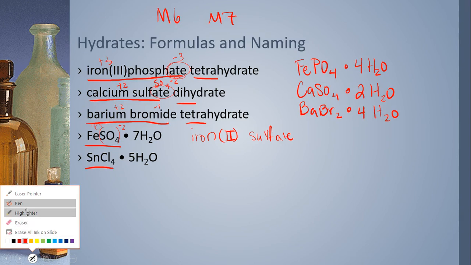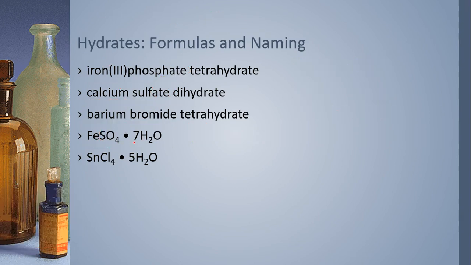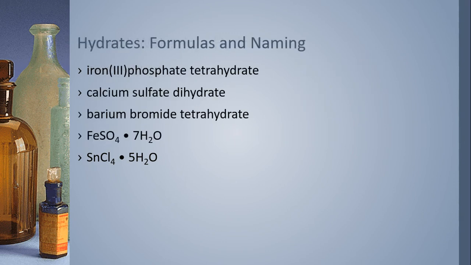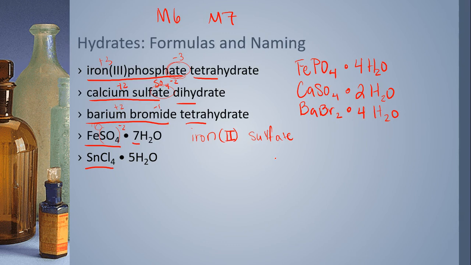The prefix for 7 is hepta. So we're going to write hepta. Let's see what happens now that I've got my color back. There we go. Hepta. And then we're going to put the word hydrate for the water. Now, if I actually wanted it to do that again, I don't know what I just did. So, you know how that works.